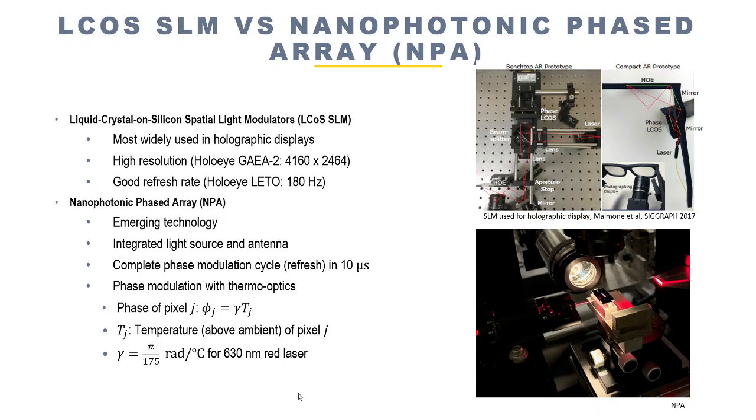Also, our simulation shows that the similarly modulated NPA can complete the phase modulation cycle in 10 microseconds, suggesting a refresh rate of up to 100 kHz. The phase modulation in our NPA is based on thermal optics. Temperature adjusts the refractive index and therefore the phase. The phase at the pixel is linear to its temperature above the ambient. It is therefore important to note that the temperature must be non-negative in the hologram calculation because there is no cooling capability.